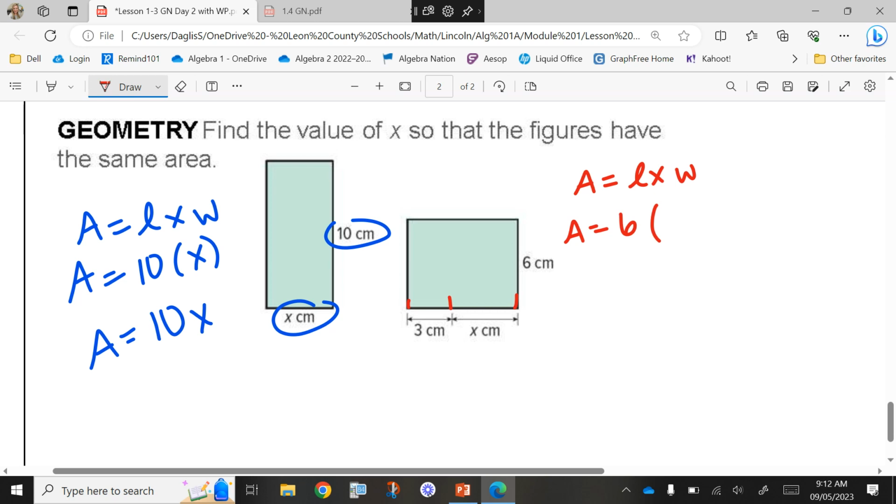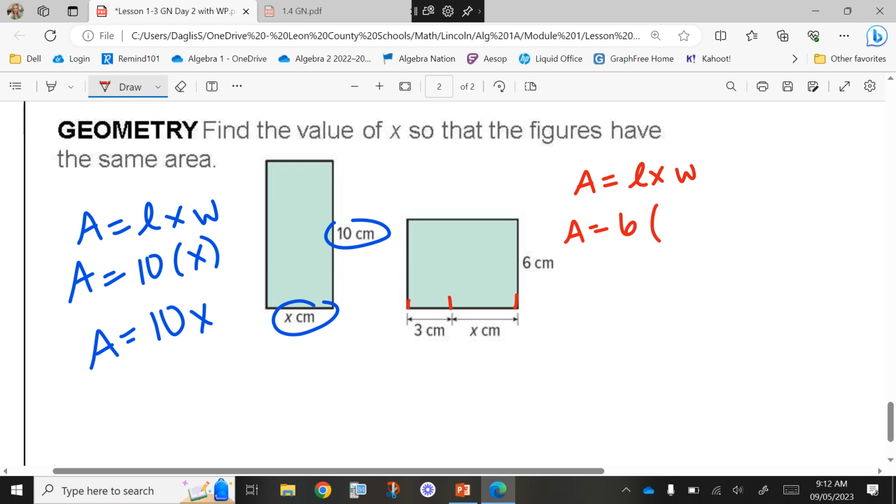Let me ask you this. What if they said this was 3 and they said this was 5? How would you find the total length of that side? If they told you one section was 3 centimeters, you would add them together, right? But they didn't give me a number. They gave me x. So what am I going to do with 3 and x? You're still going to add them together. We just don't know what the number is.